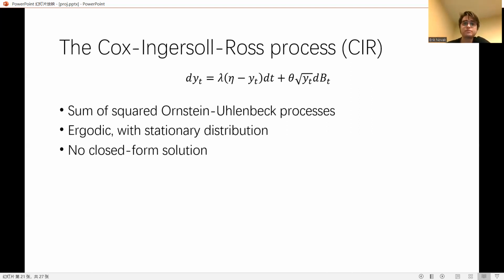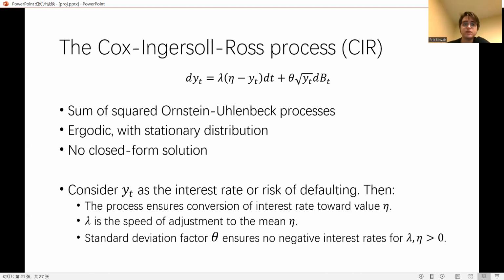Specifically, if we consider y sub t, our process, as the interest rate or the risk of defaulting, then what we have is that the process converges to a mean that's given by the eta value here. So in time, it'll converge to that mean, and lambda is the speed of adjustment to that mean. So this is how the variables of the drift coefficient kind of behave in this respect.